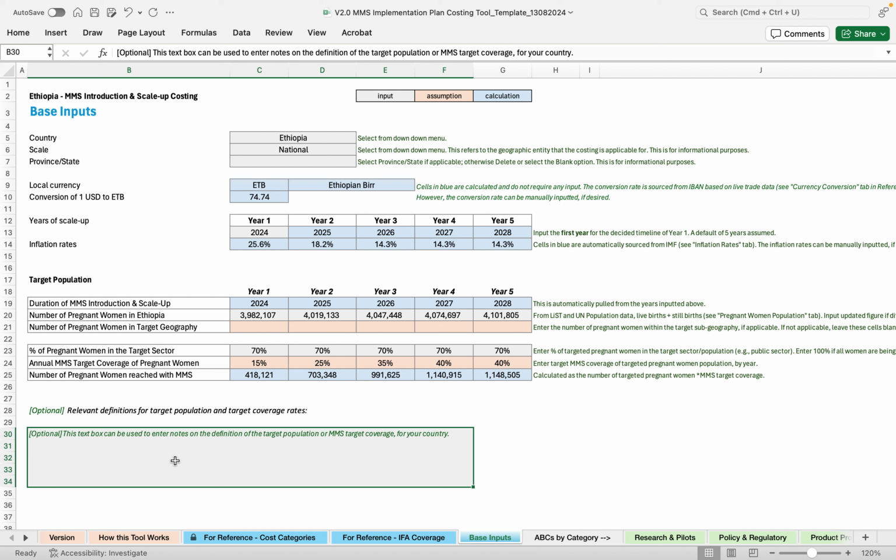This is an optional box to enter if you want to enter notes on the definition of the target population or target coverage for your country for context setting.